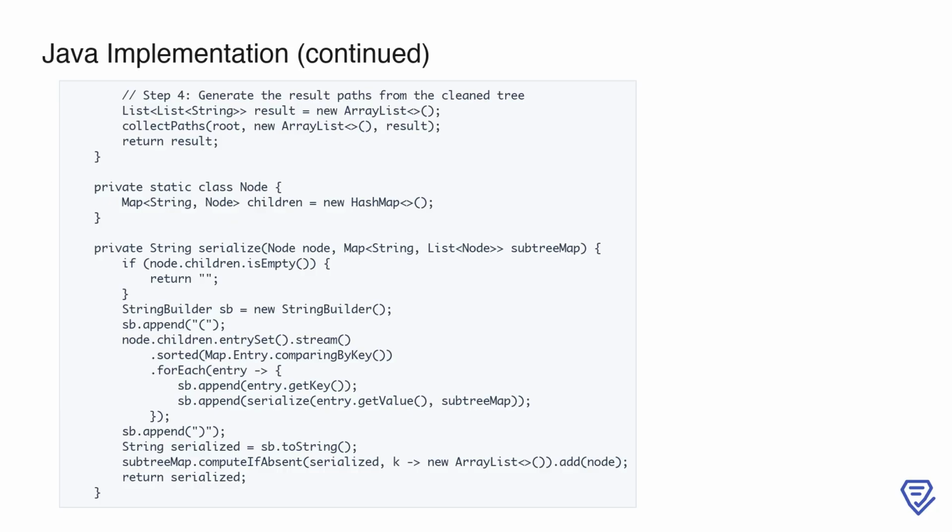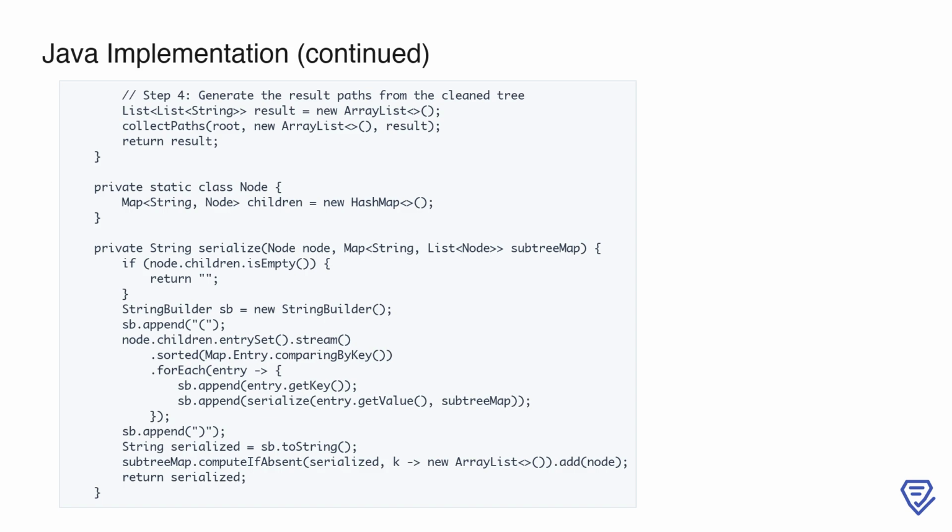The method traverses the tree recursively, adding folder names to the current path and saving copies of valid paths to the result list. Within the node class, we define a children map to store the child nodes, which allows us to maintain the hierarchical structure.